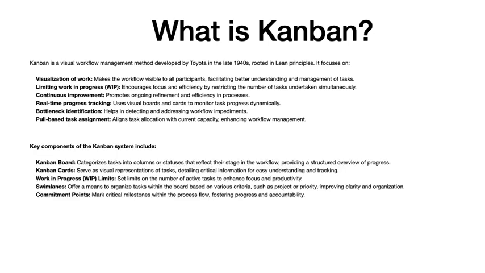Key components of the Kanban system include the Kanban board, which categorizes tasks into columns or statuses reflecting their workflow stage, providing a structured progress overview. Kanban cards serve as visual representations of tasks, detailing essential information for easy tracking and understanding. Work in progress, WIP, limits set limits on the number of active tasks to enhance focus and productivity.